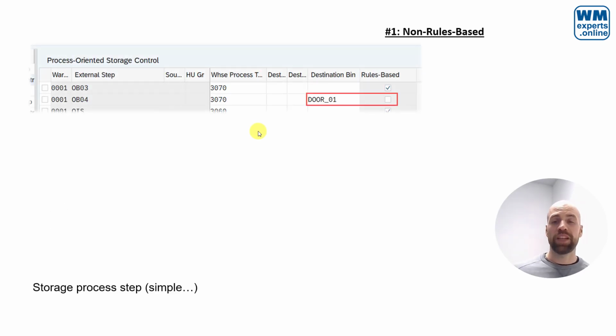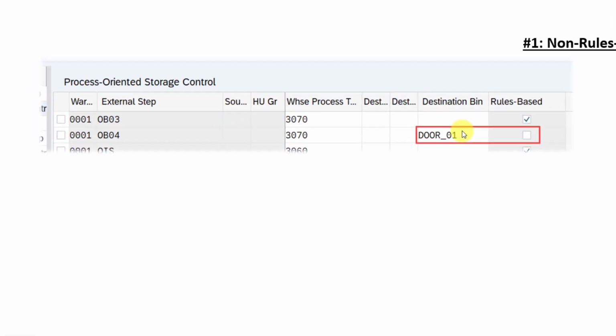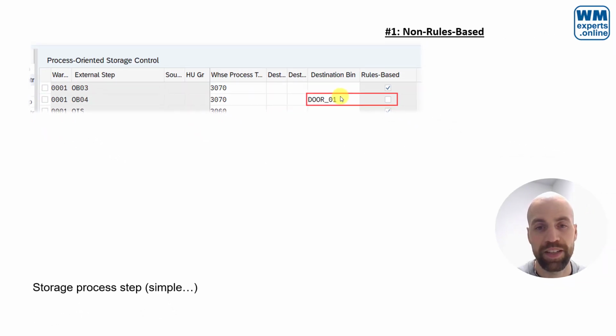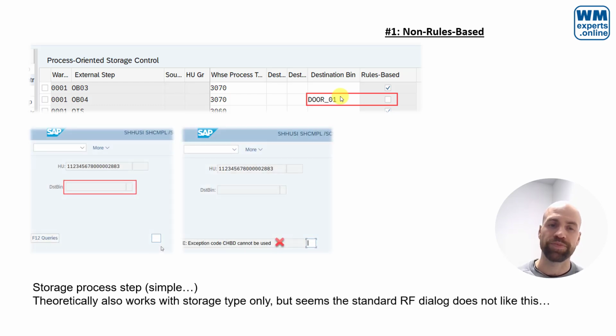and look into the options in detail here. And we start with a non-rules-based one, because that is pretty simple. With the non-rules-based option, you unflag this box and you give the destination of the loading step here as part of the external step itself. So in this example, the destination of the loading step for all HUs following this storage process would be the bin door _01. It's that simple, yeah? So all HUs would be confirmed and loaded to the same bin.